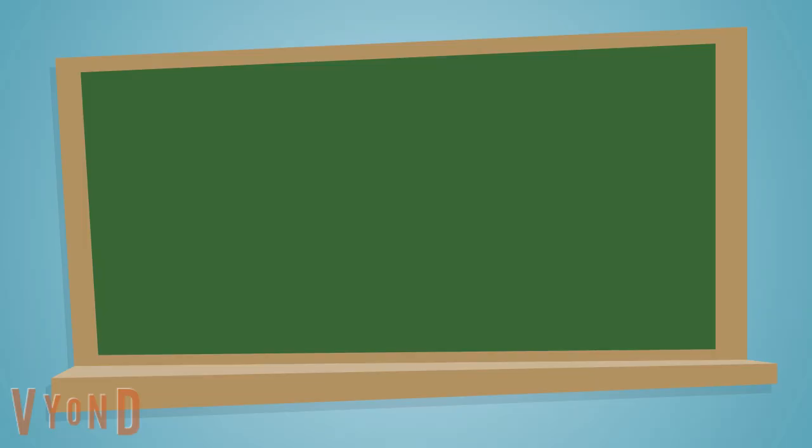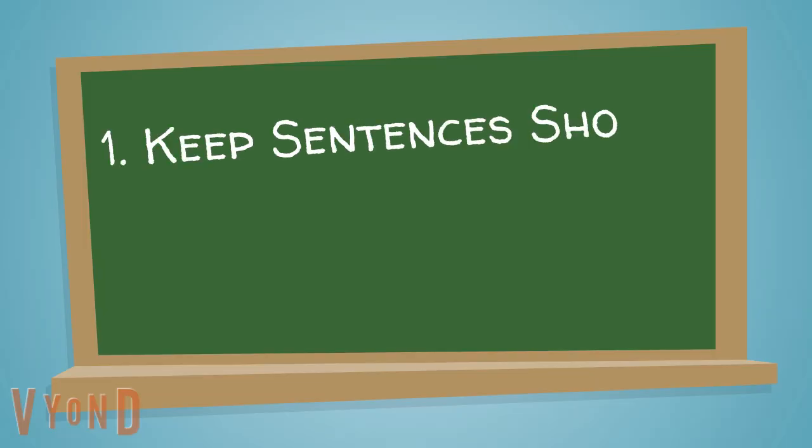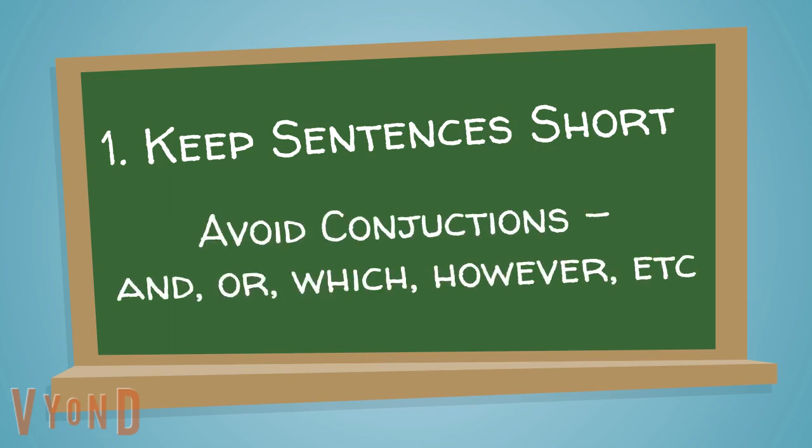After that, I have 3 rules for writing. The first is to keep sentences short. Each sentence should be a single thought or unit of information. I try to avoid conjunctions like and, or, which, however, and so forth.